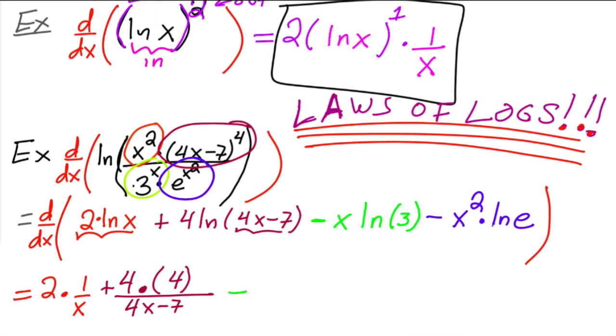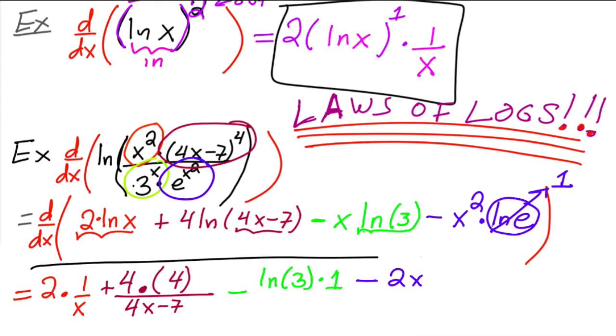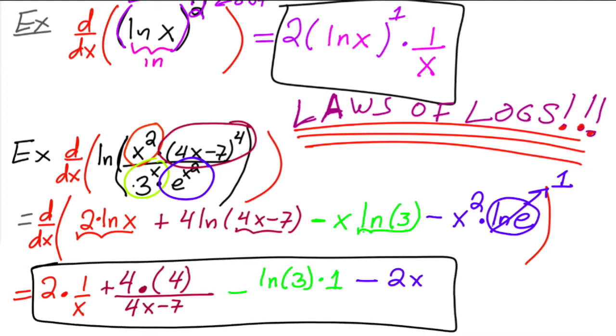And then minus, and notice that natural log of 3 is a constant. So just leave the constant alone, and then times the derivative of x, which is just the number 1. And then minus natural log of e, which is also a constant. That one is actually just the number 1. And then the derivative of x squared, which is 2x. And so, believe it or not, what initially seemed to be an incredibly insane problem was reduced to a pretty simple situation, if you think about it.